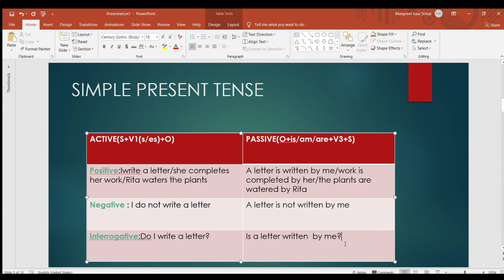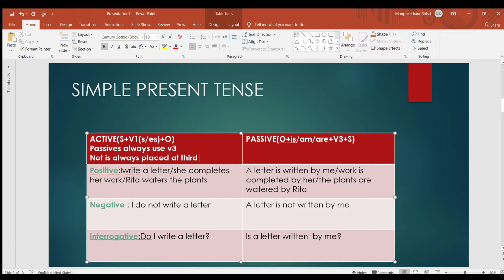Okay, so three things to note here are, number one, passives always use third form of verb, right? Not is always placed at third position.